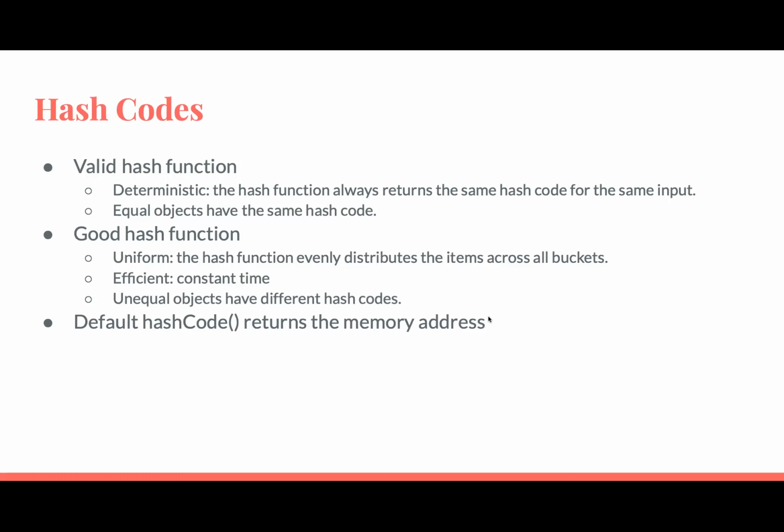So we get the hash code by using a hash function. A valid hash function is deterministic, meaning that it always returns the same hash code for the same input. And equal objects have the same hash code. However, a valid hash function does not necessarily ensure that unequal objects have different hash codes, but it's something that we want ideally. In addition, a good hash function will also be uniform, meaning that it evenly distributes the items across all buckets. It will also be efficient, meaning that it runs in constant time. And unequal objects will have different hash codes. The default hash code method returns the memory address of the object.